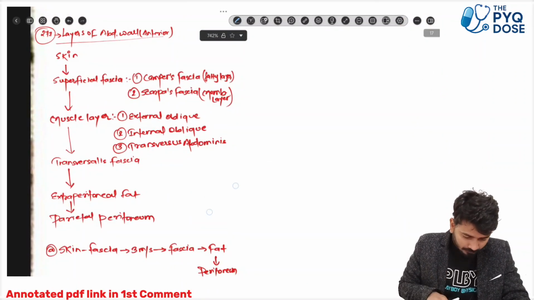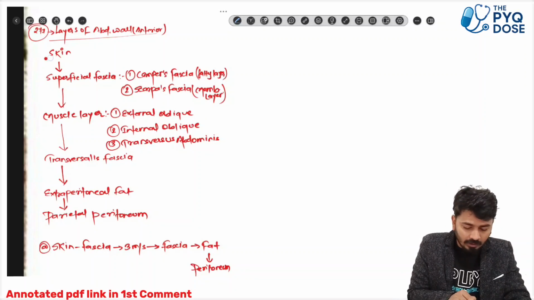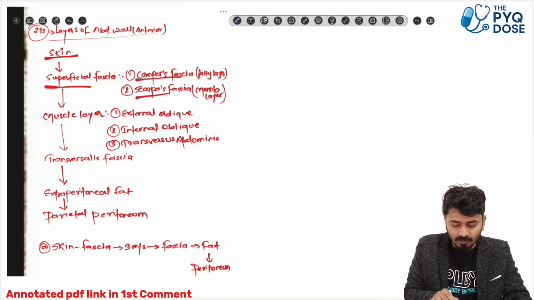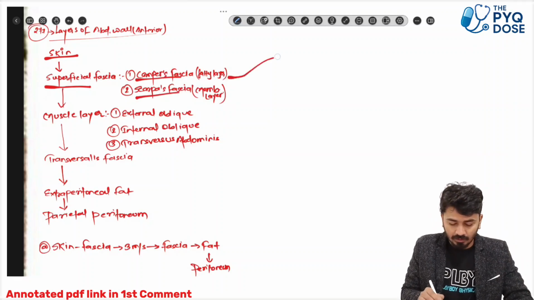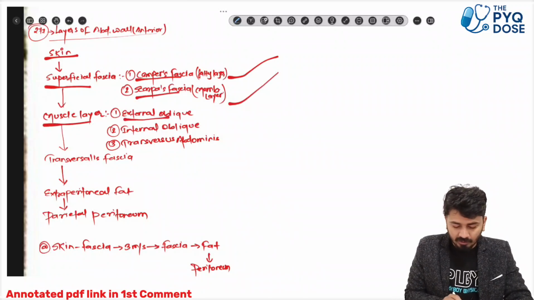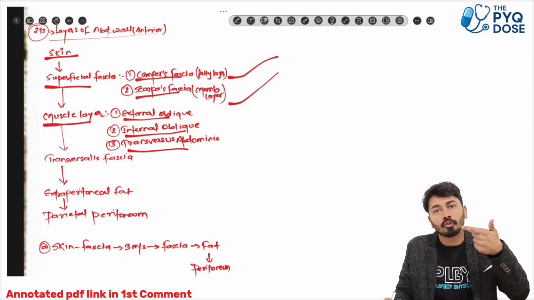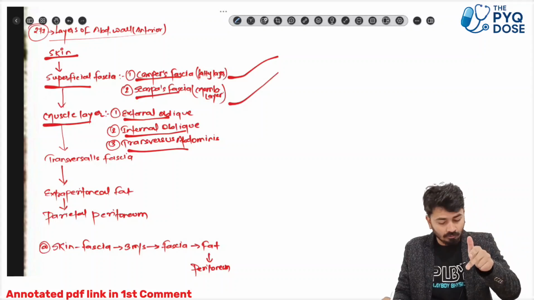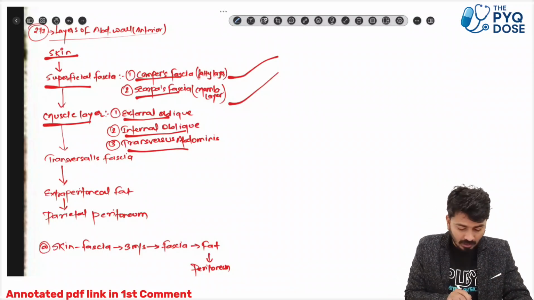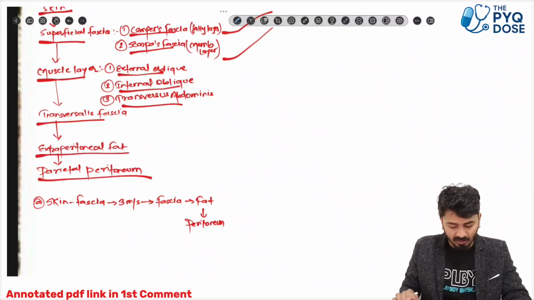If we see the layers of the abdominal wall from anterior to posterior, there is the skin, the anterior most, then comes the superficial fascia. There will be two fascia, that is Camper's fascia and Scarpa's fascia. Camper's fascia is the fatty layer and Scarpa's fascia is the membranous layer. The muscle layer will generally be external oblique, then internal oblique, and then transversus abdominis. Then comes the transversalis fascia, then extraperitoneal fat, and then the parietal peritoneum.